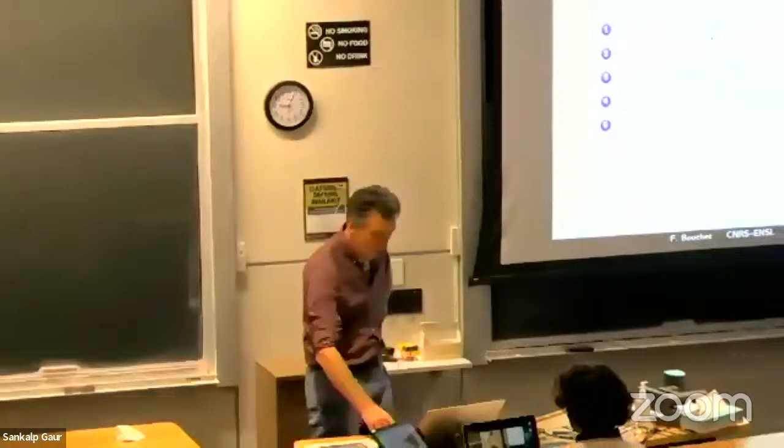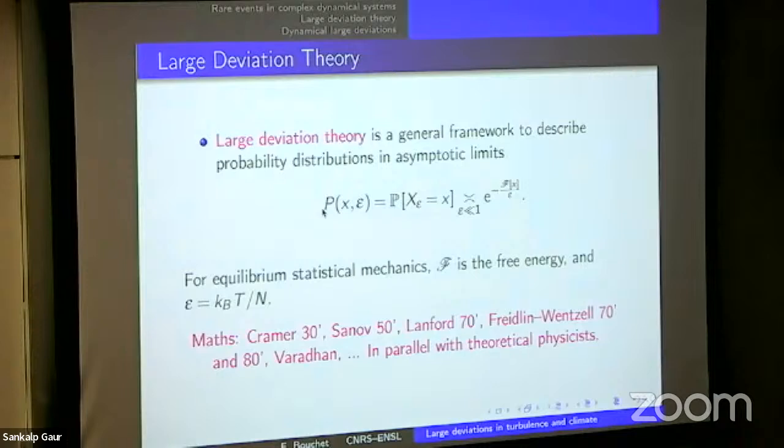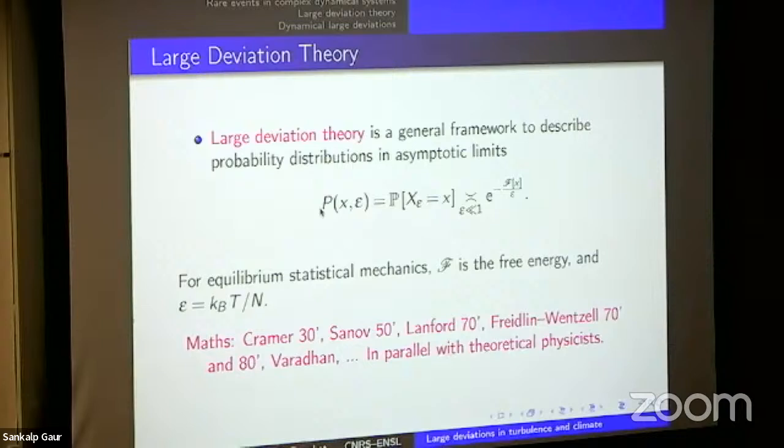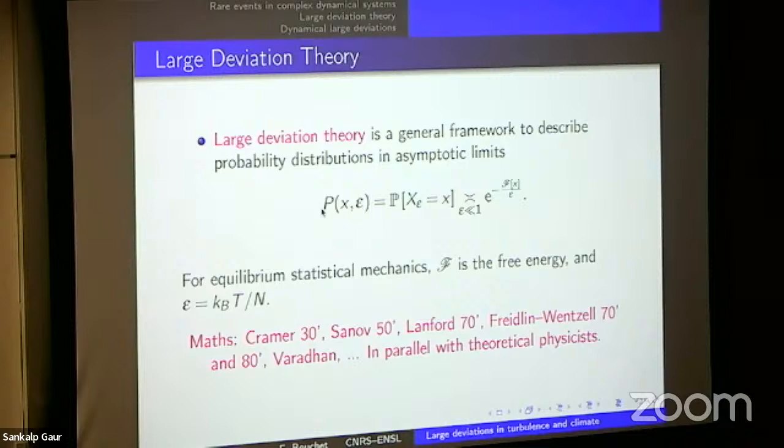So what is large deviation theory? Large deviation theory is a general framework to describe probability distributions in asymptotic limits. You look at the probability that a random variable X is equal to x. This is just the PDF, P of x. Here the PDF depends on some external parameter epsilon, and you look at the behavior of this probability distribution function when epsilon is very small.